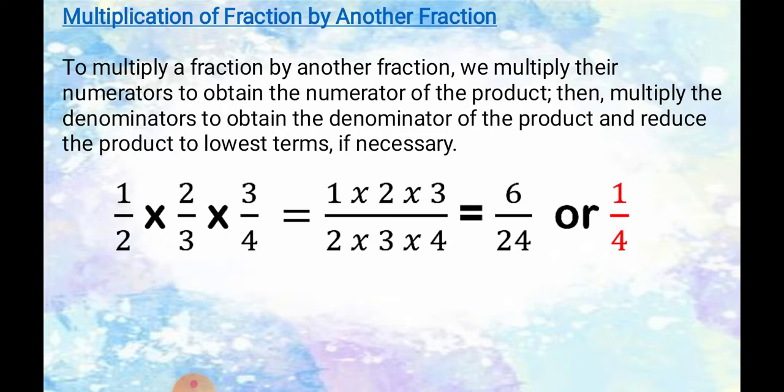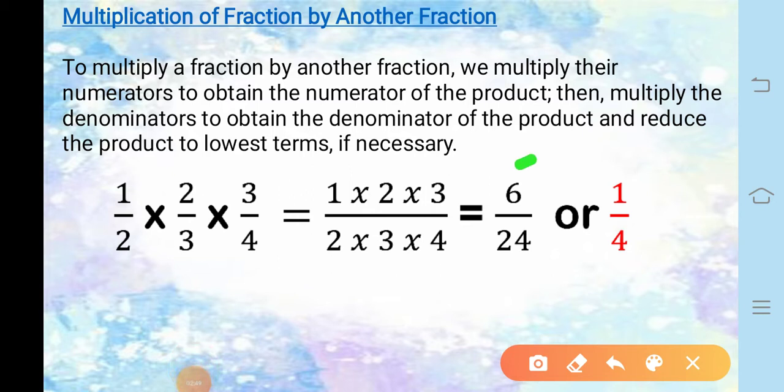Okay. So example, 1 over 2 times 2 over 3 times 3 over 4. All we have to do is to multiply all the numerators, and then multiply all the denominators. The numerators are 1, 2, and 3, so 1 times 2 times 3 is equal to 6. And then 2 times 3 times 4 is equal to 24. So we get 6 over 24 or 1/4.